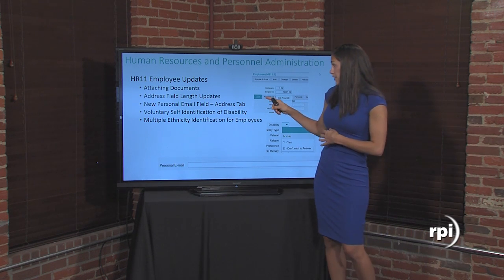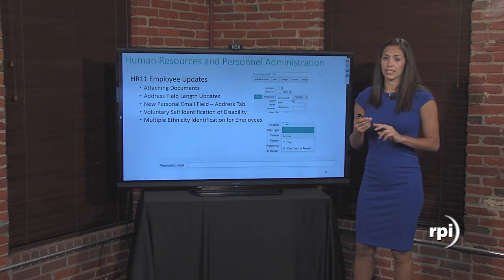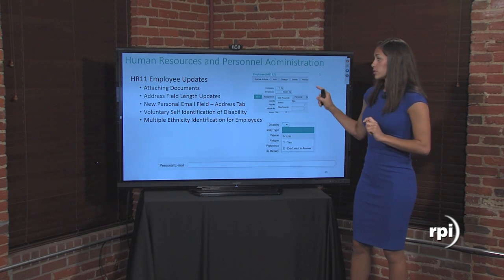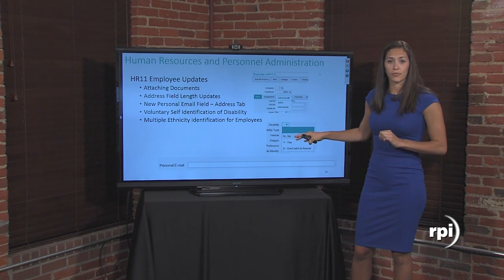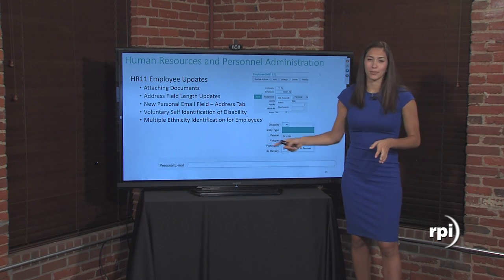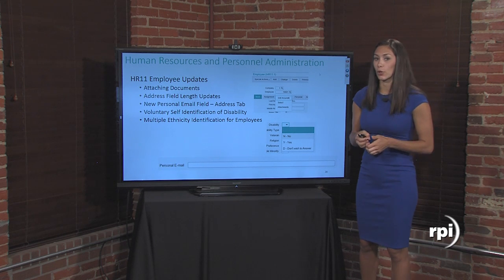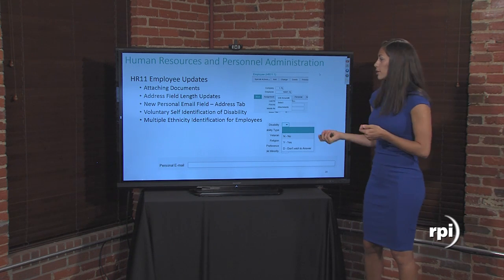Address field length updates. Address 1 and 2 has been increased to accept 57 characters. A lot of fields in the system for the version 10 update have been increased to accept 60 characters. Address only accepts 57 because that's the length that BSI accepts. So that's why it's that kind of strange number.